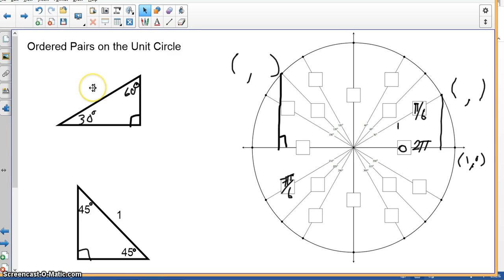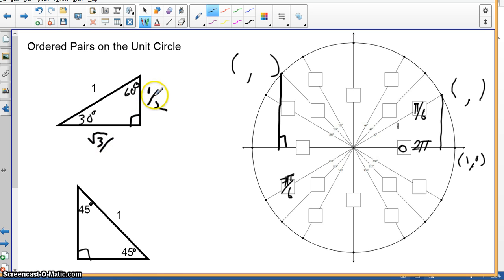The hypotenuse of a 30, 60, 90 right triangle, you take that and you divide by 2 to get the short leg. So the short leg has got to be 1/2. What do you do with the short leg to get to the long leg? You multiply by square root of 3. So square root of 3 times 1/2, so square root of 3 over 2.